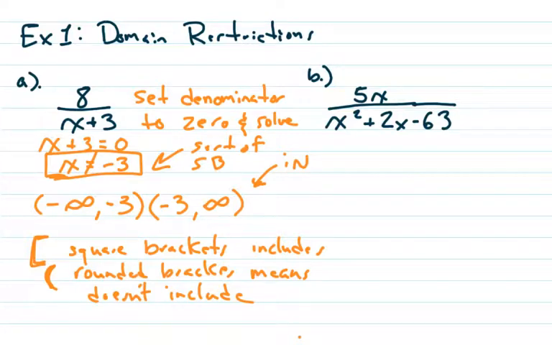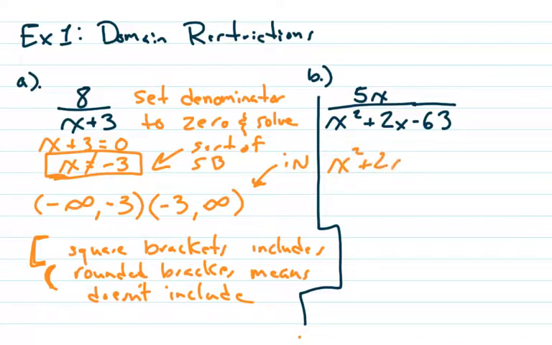Let's do the next example here. Question B. I want to know the domain restriction of 5x over x squared plus 2x minus 63. Again, we're just dealing with the denominator. The numerator doesn't matter. As far as listing off domain restrictions, the numerator does not matter. So the first thing I'm going to do is set the bottom, x squared plus 2x minus 63, equivalent to 0. You know how to solve this. You can use whatever method you want: quadratic formula, guessing and checking, AC method, whatever you want.